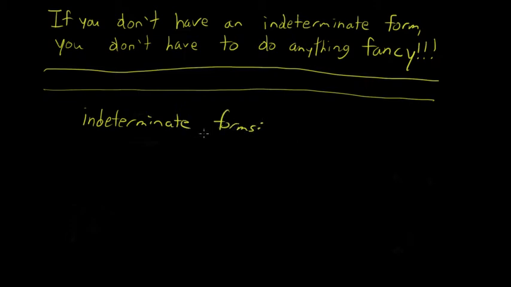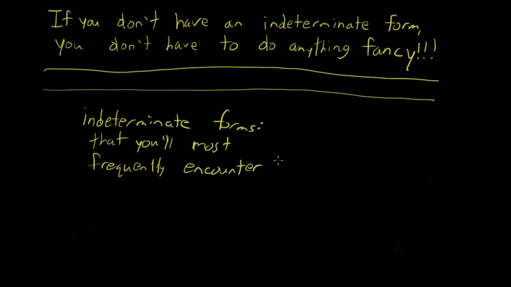the indeterminate forms that you most frequently encounter are 0 over 0, infinity over infinity, and infinity minus infinity. There are some others, but you won't see them as frequently in an introductory calculus course.